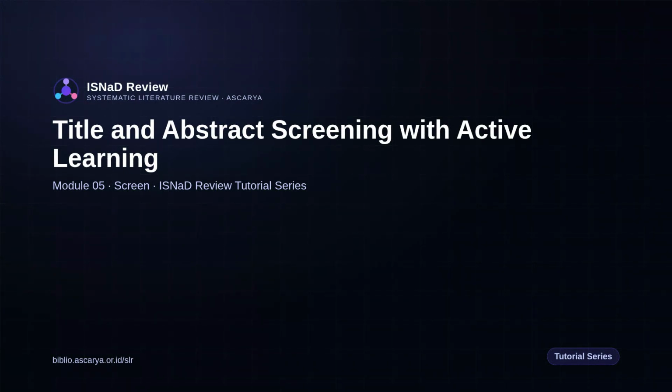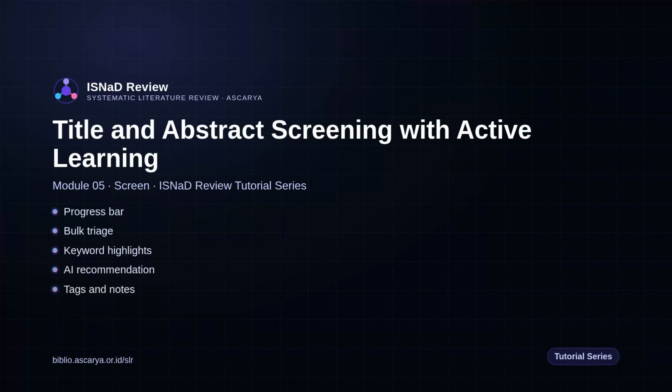Module 05 turns to the most time-consuming task in any systematic review, screening titles and abstracts one at a time. The difference here is that the queue is ordered by the model you just trained, and every decision you make retrains it. The final call always stays with the human reviewer.